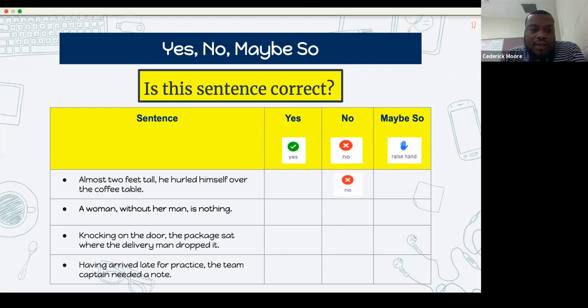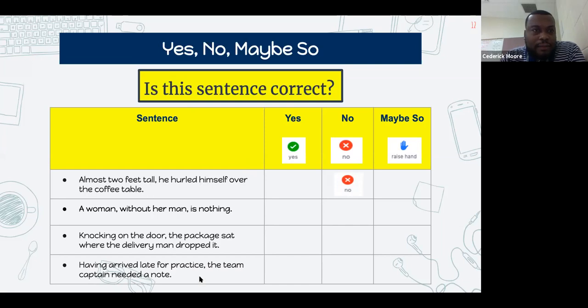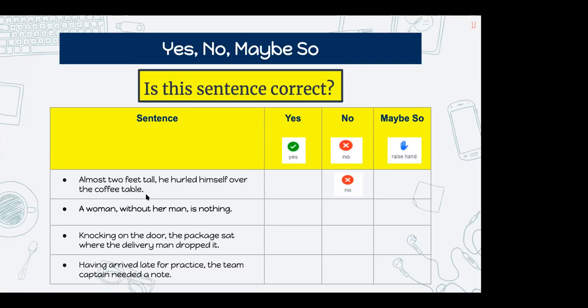The introductory clause has nothing to do with the rest of the sentence. Okay, almost 2 feet tall, he hurled himself over. Good, all right. Somebody else can add to that? Maybe the table is 2 feet tall, not the person. Yes, ma'am. All right, so when we're looking at this sentence, we want to make sure that almost 2 feet tall, whatever follows that is what you're describing. So you're telling me that he is 2 feet tall. So this sentence needs to be reworded so that it's punctuated correctly, okay?